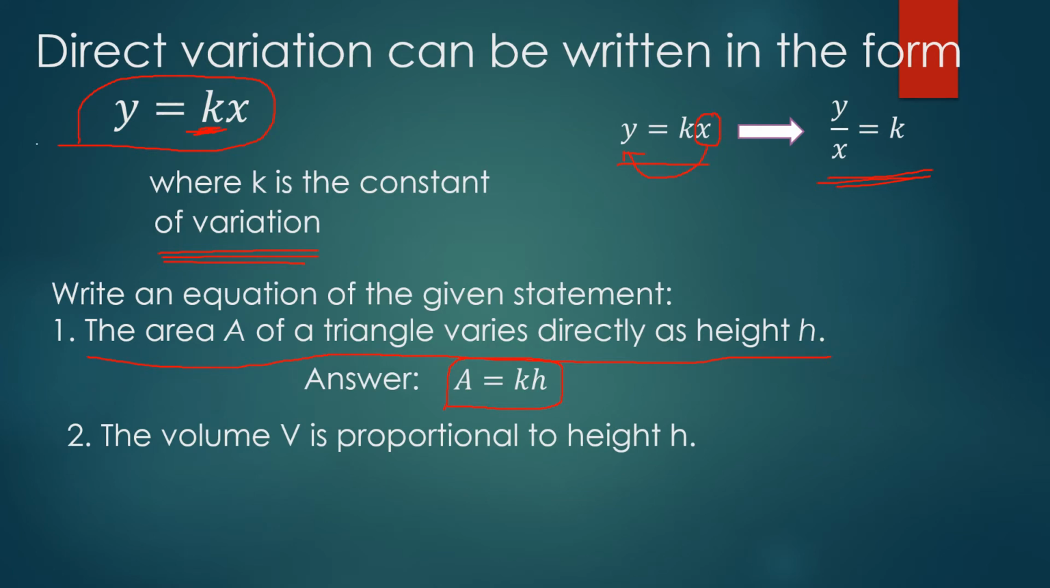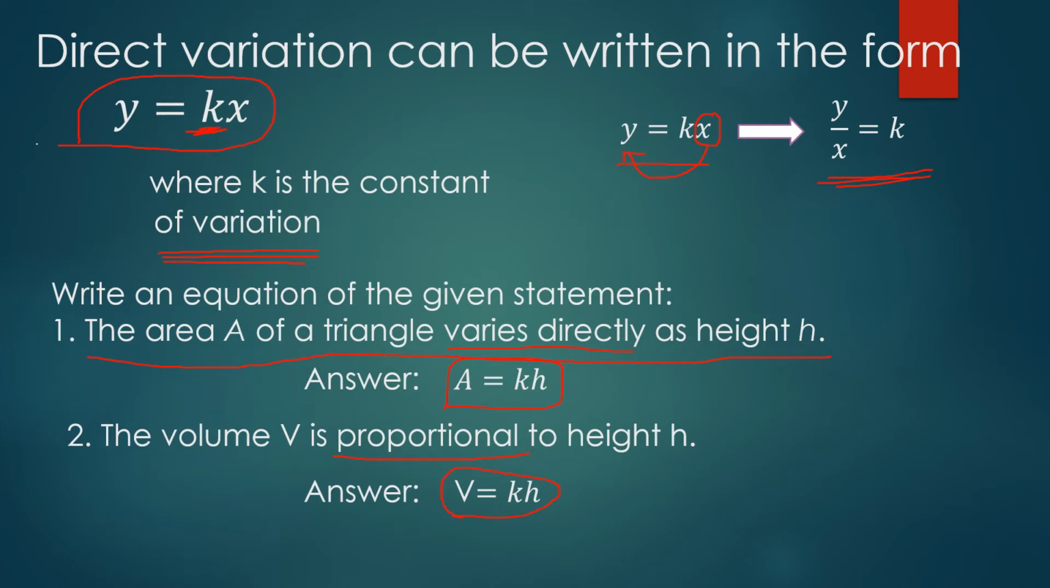Another. The volume V is proportional to height h. So, di ba, lahi og term ang gigamit, no? Varies directly, tapos sa number 2, proportional. Kung pasabot, anak gihapon, direct variation. So, unsaon nimo pagbutang og equation ani? So, isulat lang nimo ana lang. V equals kh. So, wala na siya. Kana lang.